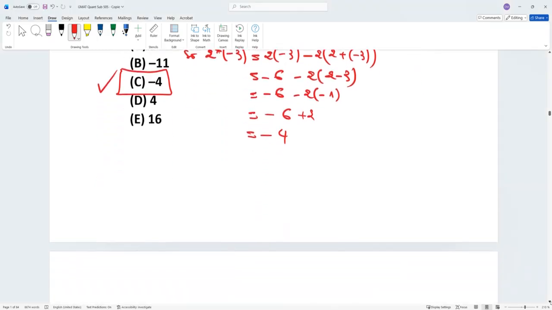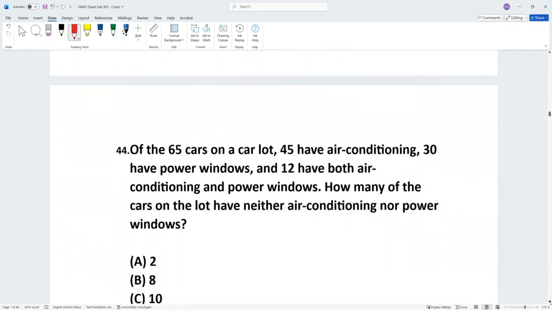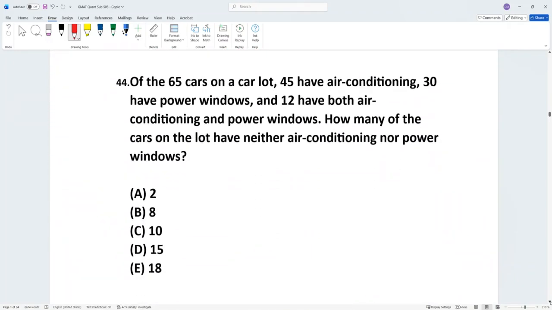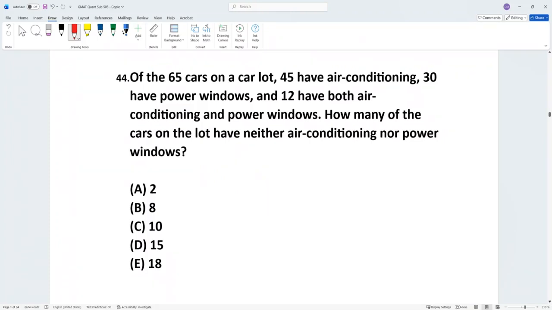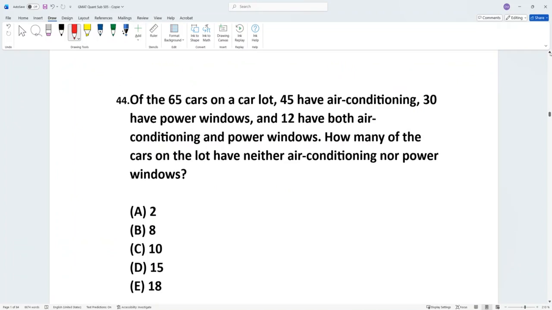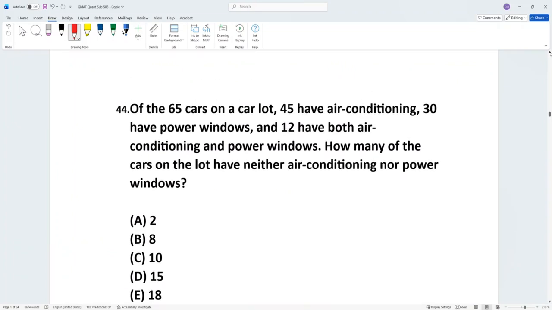Move on to question number 44. Of the 65 cars on a car lot, 45 have air conditioning, 30 have power windows, and 12 have both air conditioning and power windows. How many of the cars on the lot have neither air conditioning nor power windows? Yeah, so this is an interesting question.